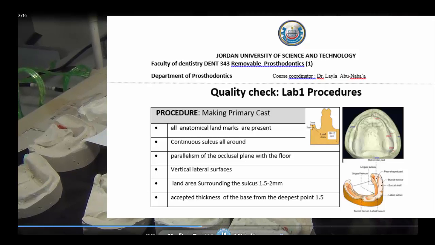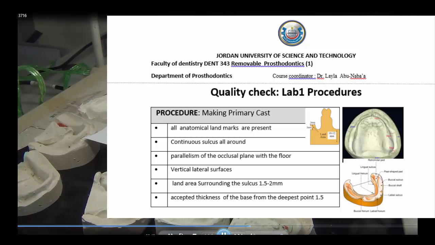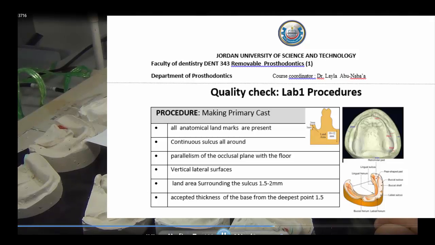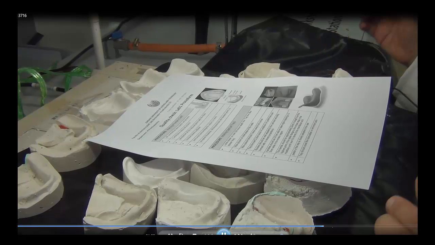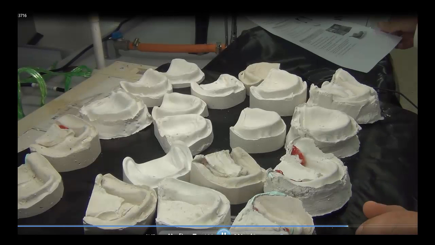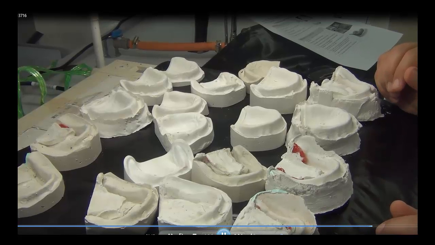These features are that a cast should contain all landmarks. There should be a continuous sulcus all around. There should be parallelism of the occlusal plane with the floor. There should be vertical lateral surfaces around the cast. The land area should be 1.5 to 2 millimeters around the sulcus. And we should have an accepted base thickness, where the deepest point is 1.5 centimeters, okay? This is the least, but we should have more. Up to two is okay.